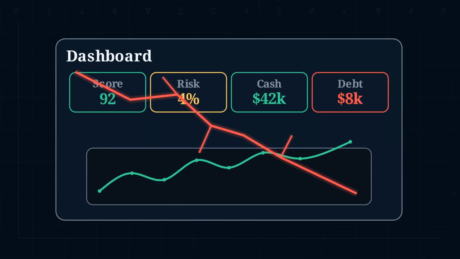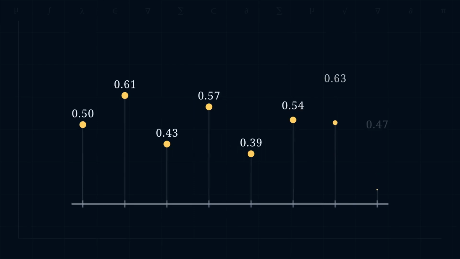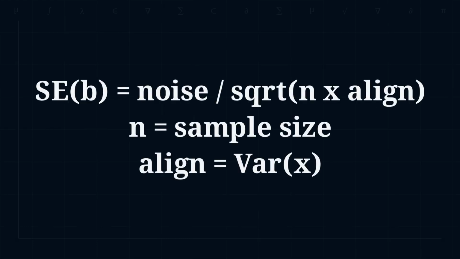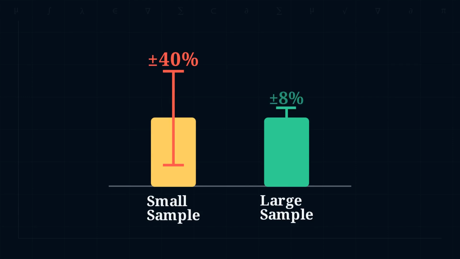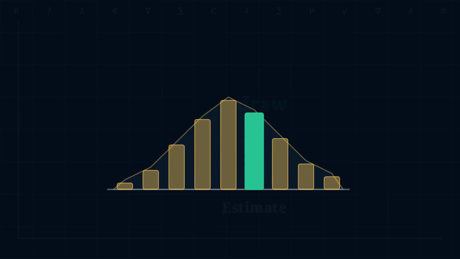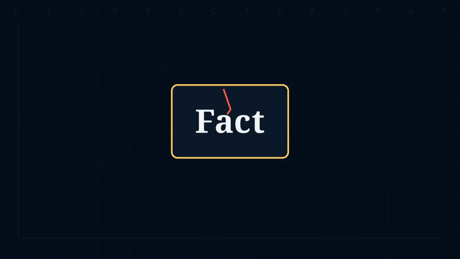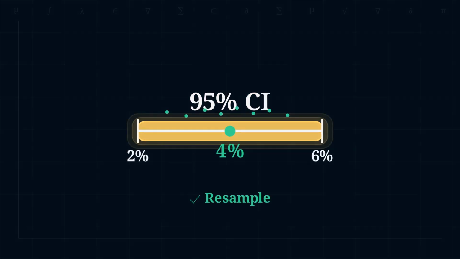Sampling adds another layer of fragility that most dashboards hide. With something like 10 paired observations, the sample coefficient jumps around from batch to batch even when the underlying relationship is steady. The standard error of the coefficient depends on the sample size and the underlying alignment. So small samples amplify noise and generate false confidence or false doubt. This is not a reason to ignore the coefficient. It is a reason to treat a single estimate as a draw from a distribution rather than a fact carved in stone, and to ask for intervals or resampling checks before acting.